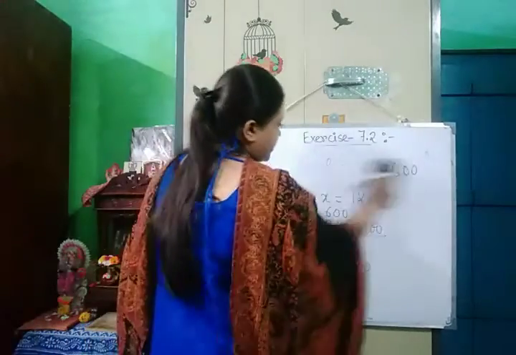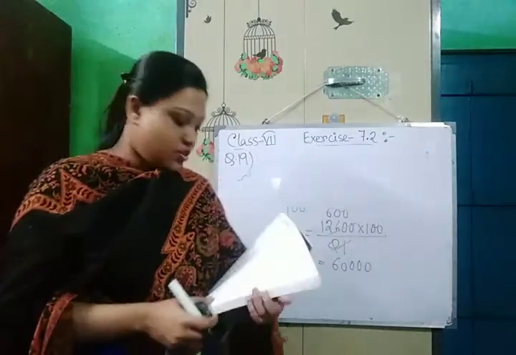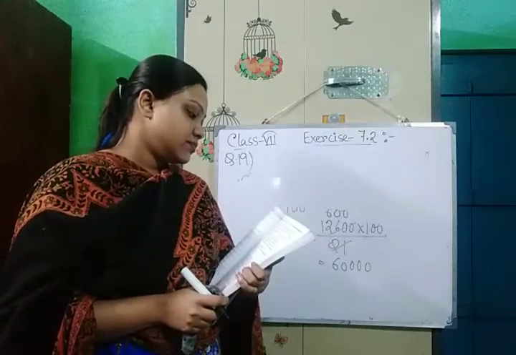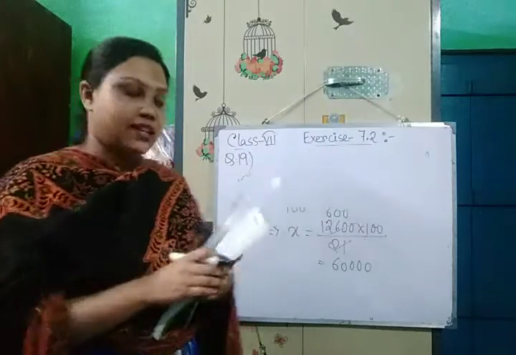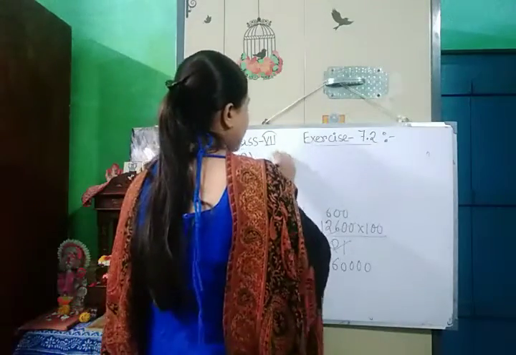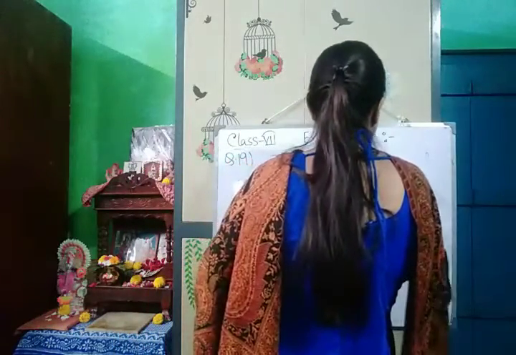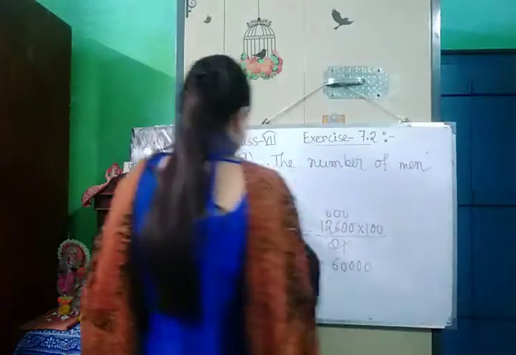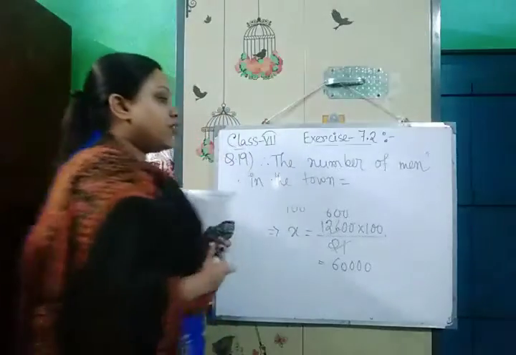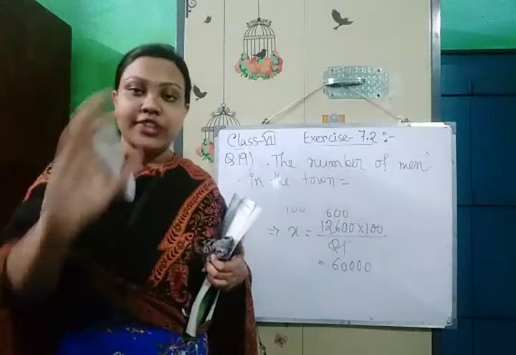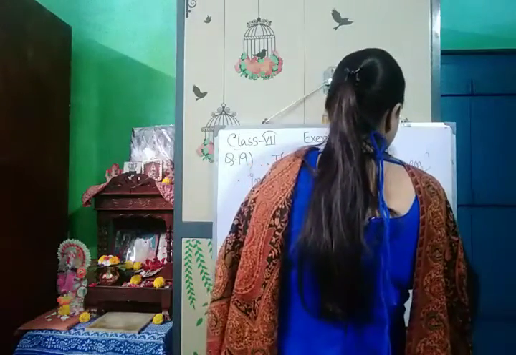Now that is not asked in the question. It is asked in the question what is the number of men in the town. So 40% of the total population is men. Therefore the number of men in the town is 40% of the total population. That means 40 by 100 into 60,000.